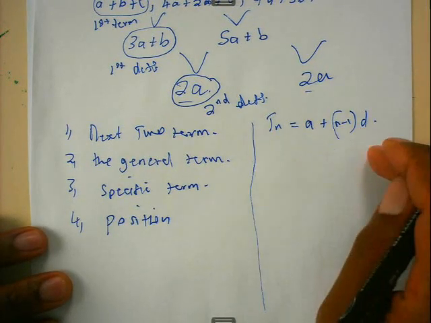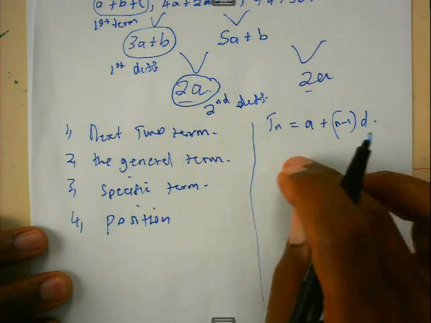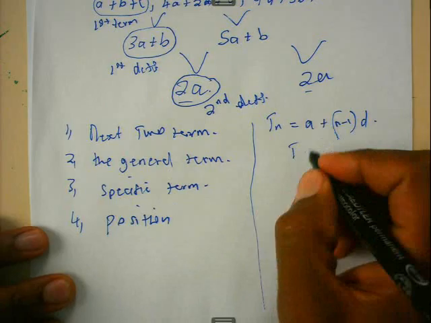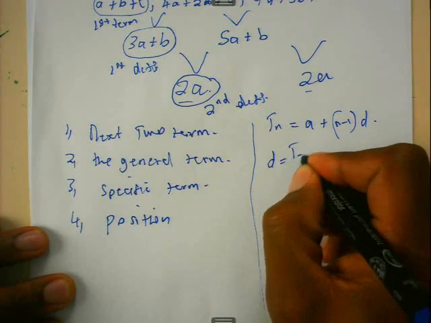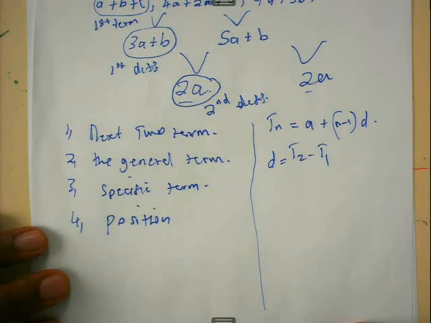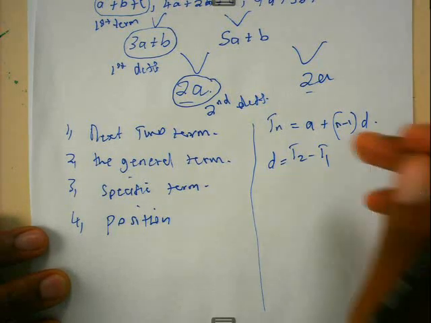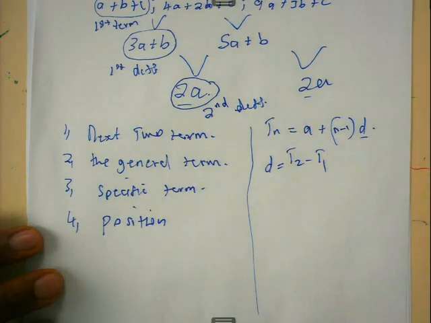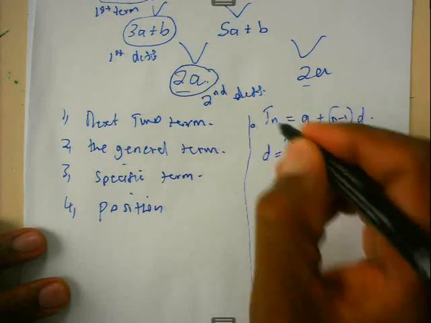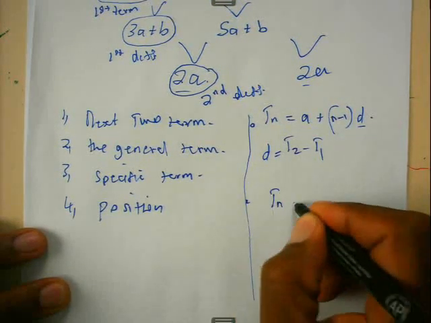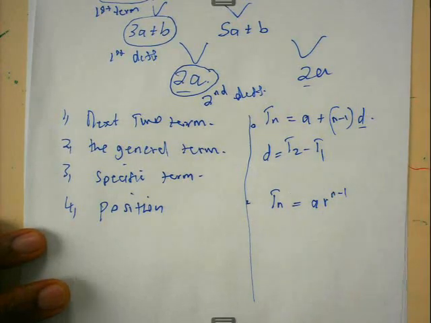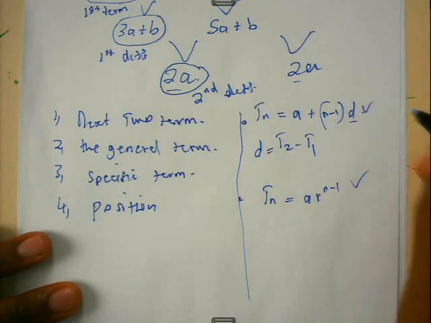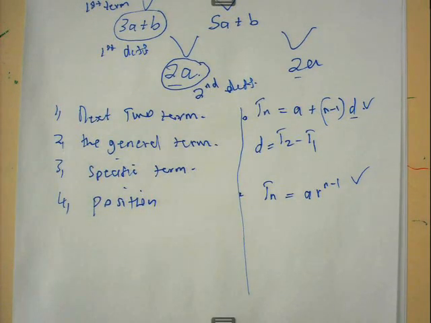Now, how do I identify this one? Like we said, the first difference here must be the same. That's when you say the difference is equal to term 2 minus term 1. Once the difference is the same, you can identify the first term as well as the difference. Good. Immediately after this one, we have Tn equals a r to the power of n minus 1. Of course, tomorrow morning you'll be looking at the arithmetic as well as geometric sequence.